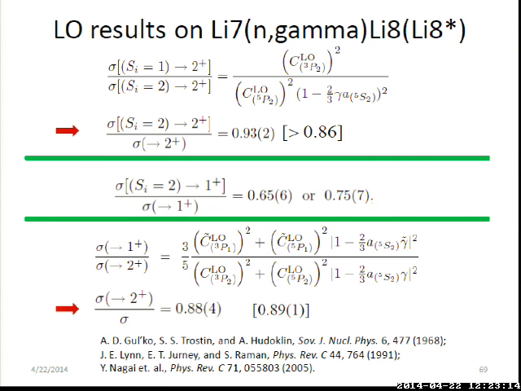Okay. And the last digit is because of the uncertainty in the initial? Yeah, let's see. Actually, both. So the uncertainty of the next-to-leading order effect, and the uncertainty of the ANC and the scattering length.